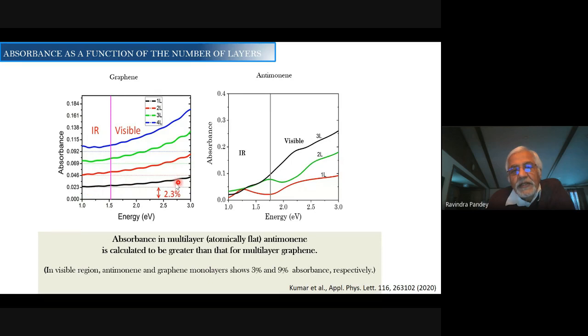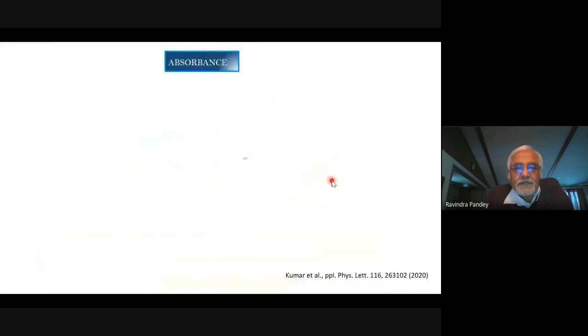But for the monolayer case, we have about 3% or 2.3% absorbance. But if I look at the antimonene monolayer, it has a much larger absorbance. So there is a possibility that it can be used as what we call an optical limiting material for different devices.